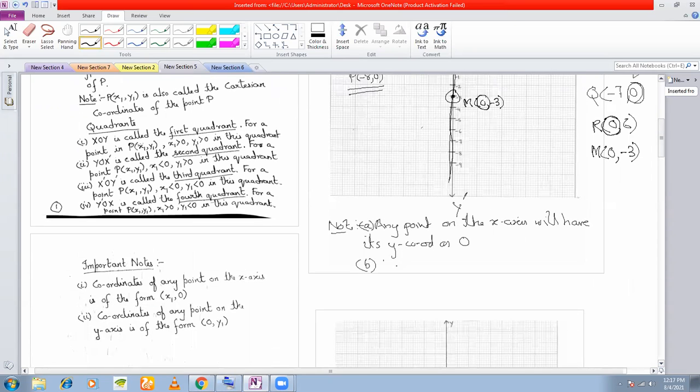0. So another important note is that any point on the y-axis will have its x coordinate equal to 0. So any point on the x-axis will have y coordinate 0, and any point on the y-axis will have x coordinate as 0. Okay, very, very important point. We are going to use this later on. Please remember this.